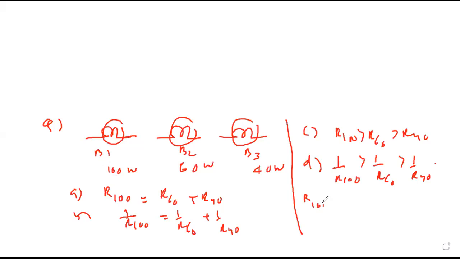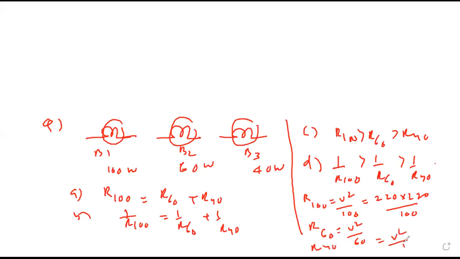So R of 100 is V square upon 100. Okay? That is 220 into 220 upon 100. And R of 60 is again the same voltage squared upon 60. R of 40 is V square upon 40. This much you have followed what I did? Yes. Now if you look carefully, all V square are same, na? Yes. V square is same.